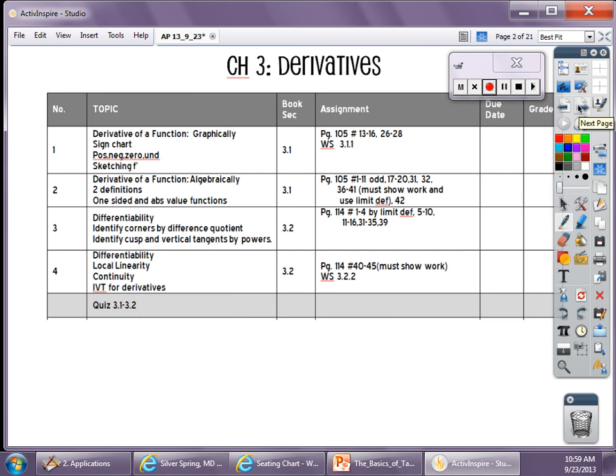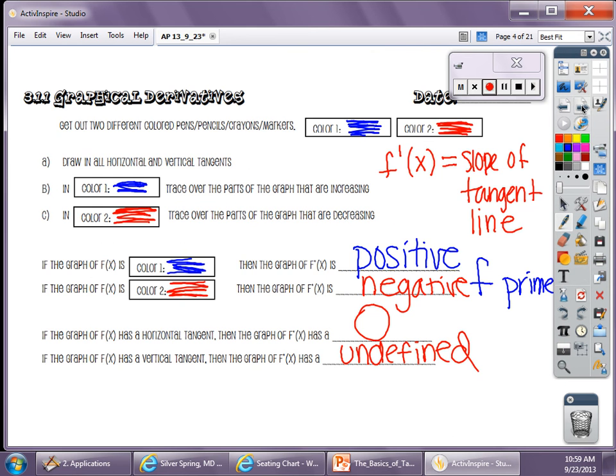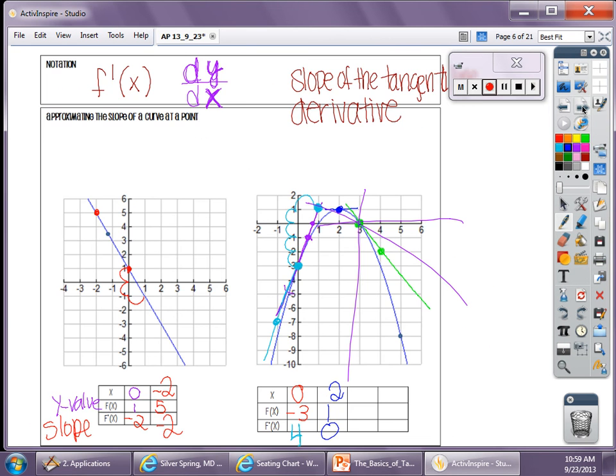You're doing numbers 1 and 2, but the one-sided and absolute value functions, this piece, we still haven't gotten to. This has been the longest days of my life. 3.1 is taking us forever. So just disregard absolute and one-sided, which means piecewise functions. You can actually skip that part, any questions that you get for that, okay? We won't get to that by the end, I don't think.